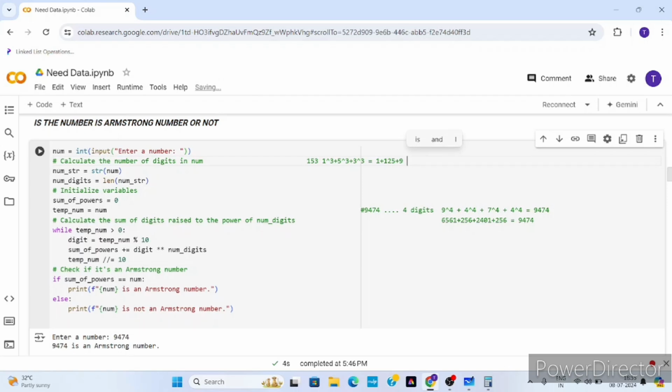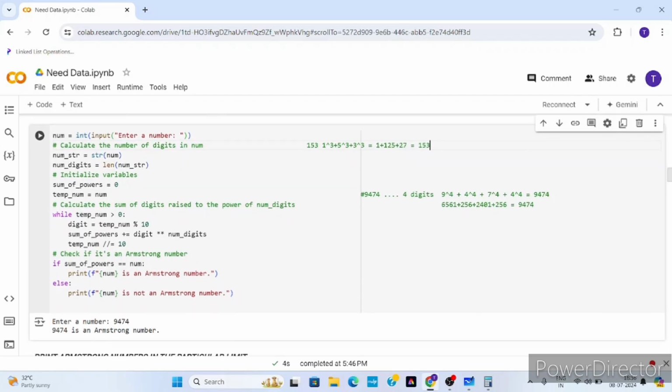Okay. So you can now calculate. Sorry, 3 cube, right? I just calculated 3 square. Okay, 3 cube is 27. Now what will be the value? 27 plus 25 is equal to 52, 152, 153. Yeah. So we get the same output, 153 as 153. So this 153 is also an Armstrong number.